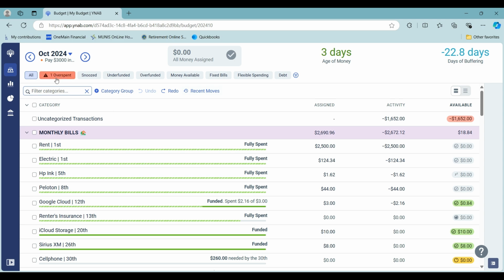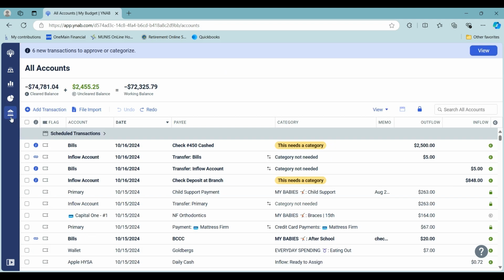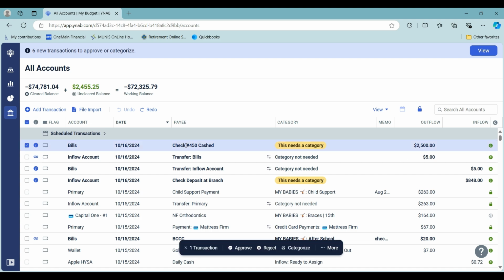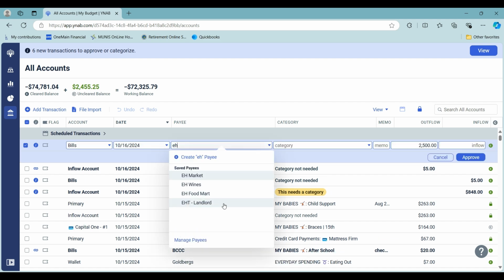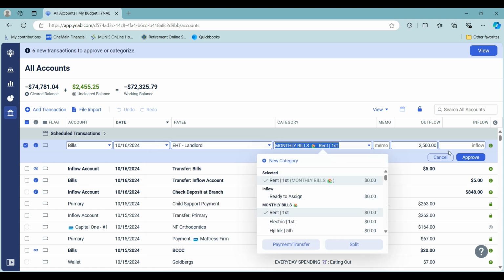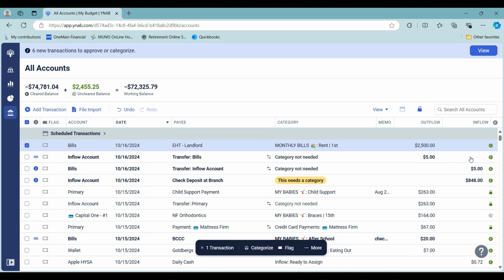I do see there is one overspend category right here, but I highly doubt that it's an overspend category. Let's jump into all of our categories or accounts here and take a look. So the first up is a check that was cashed. Check 450 was cashed for $2,500. Right off the bat, I know that that is my rent check. So I'm just going to go ahead and change the payee here to the landlord and then approve this transaction.